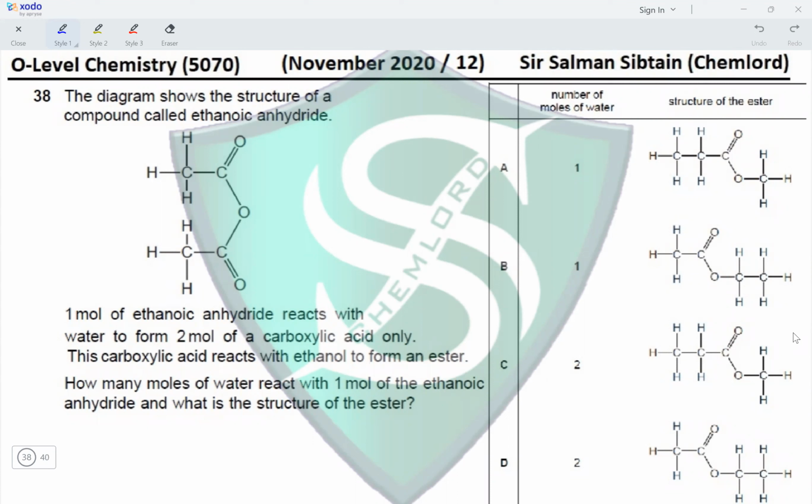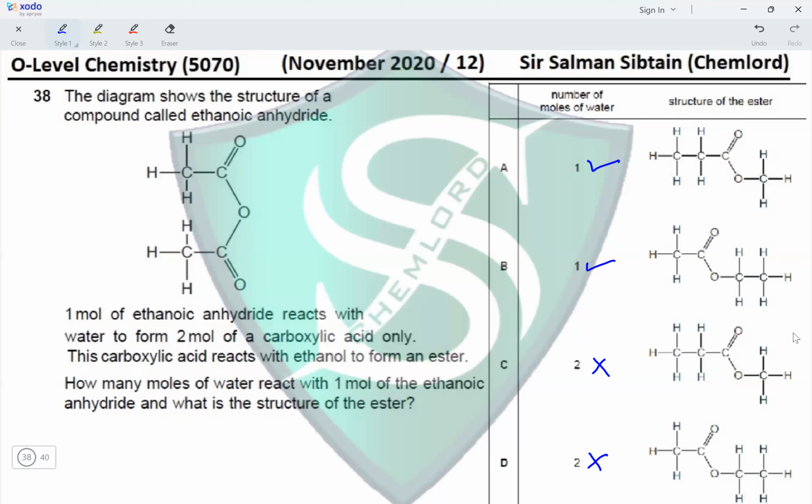Okay, how many moles of water react with 1 mole of the ethanoic anhydride, and what is the structure of the ester? So hydrolysis of this compound would require 1 mole, and when it's hydrolyzed, it would react with ethanol forming ethyl ethanoate. So in A and B, we've got 1 mole of water present, and in C and D, we've got 2 moles. So C and D have been eliminated.